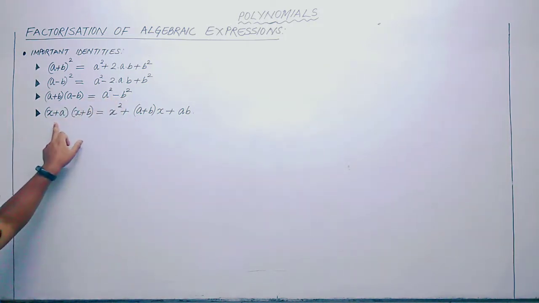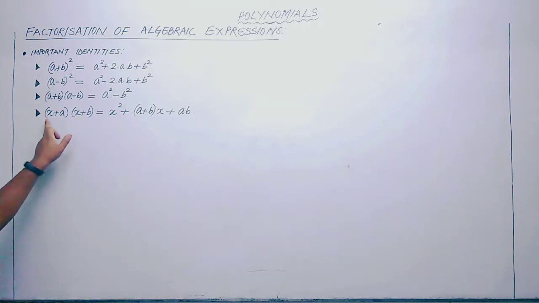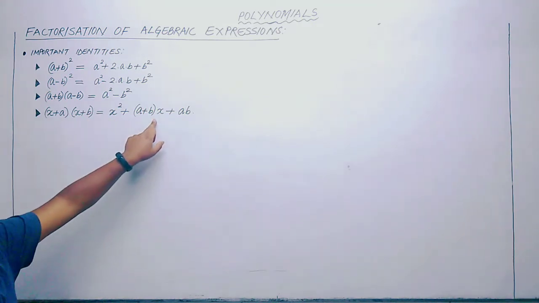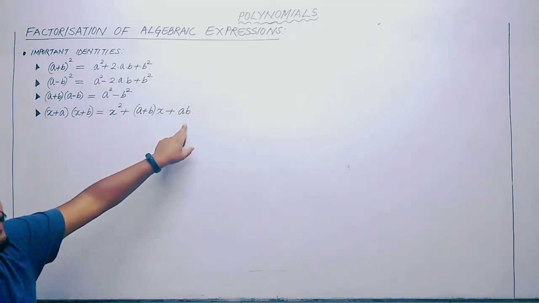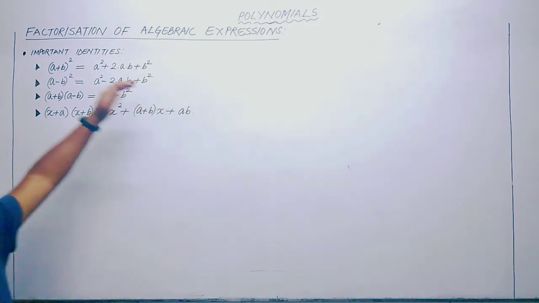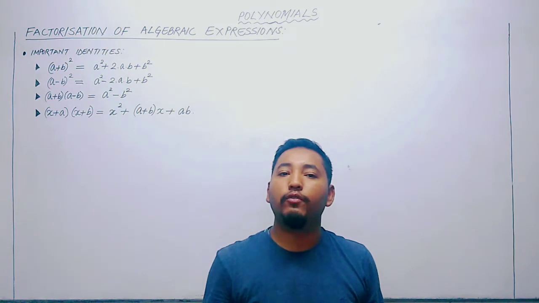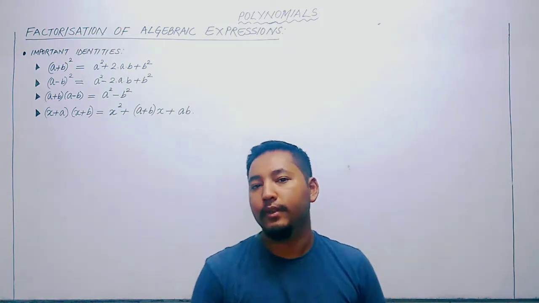Next, x plus a into x plus b. The x are the same here, only a and b are different. x plus a into x plus b gives you x squared plus a plus b times x plus a into b. With the help of these identities, we can solve the questions that will follow in the coming exercises.